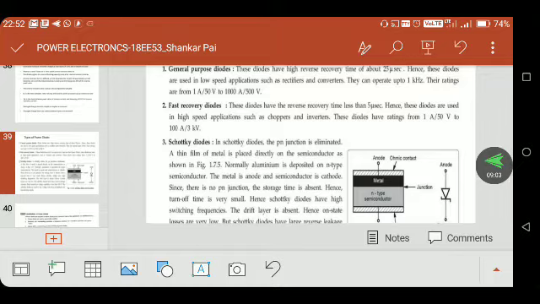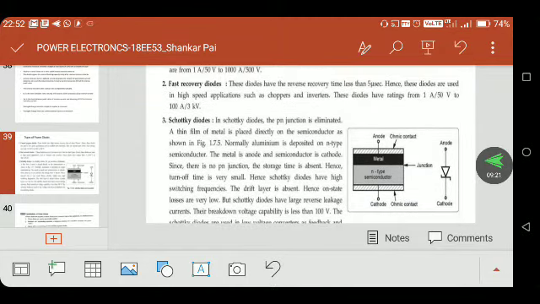Next, fast recovery diodes. These diodes have a reverse recovery time lesser than the general purpose diode, about 5 microseconds. So you can use them for high speed applications, like chopper and inverter circuits. The last one is the Schottky diode.